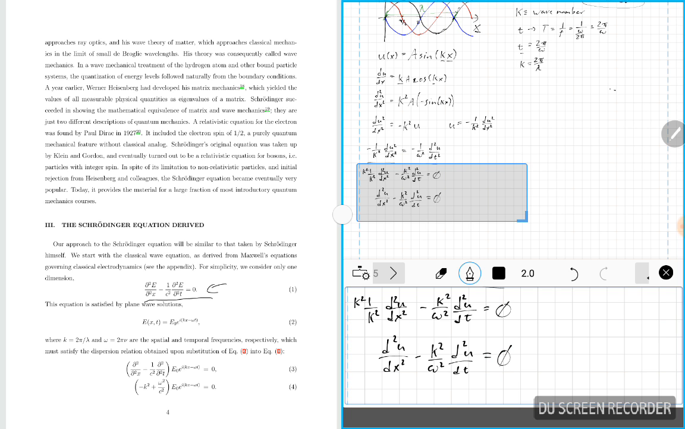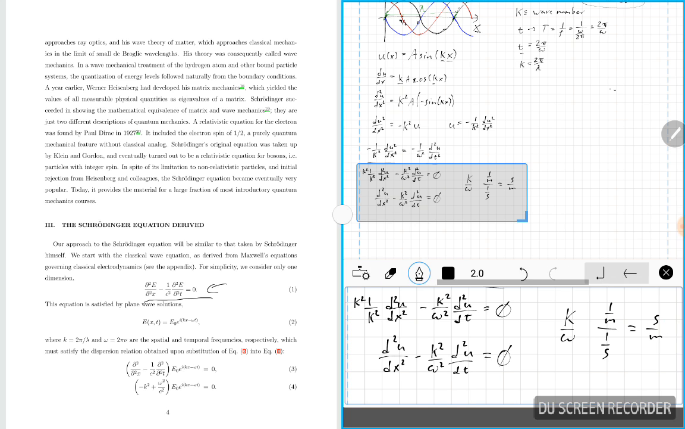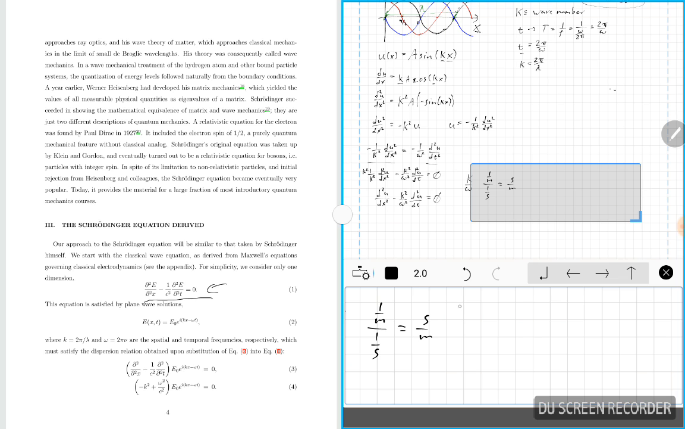Now we're almost ready to get started. You'll notice they don't have k squared over omega squared, but if we look at the units of that really quickly, k over omega, so we have inverse meters divided by inverse seconds. So wave number divided by frequency. That gives us units of seconds over meters, which means that this is an inverse velocity.